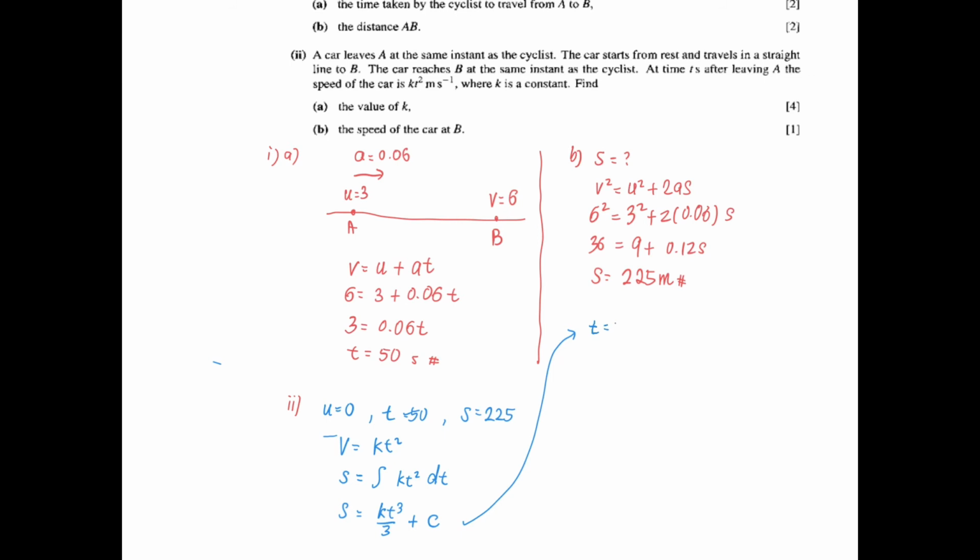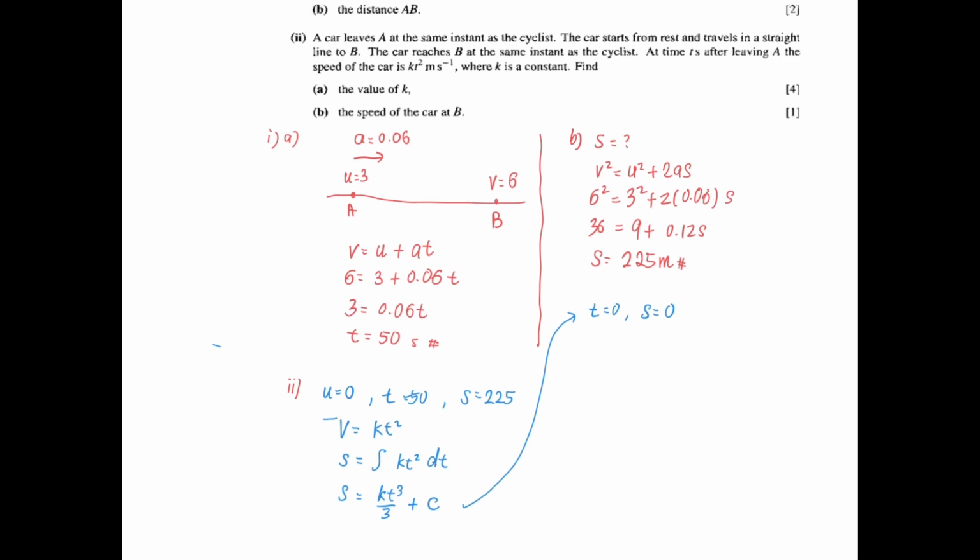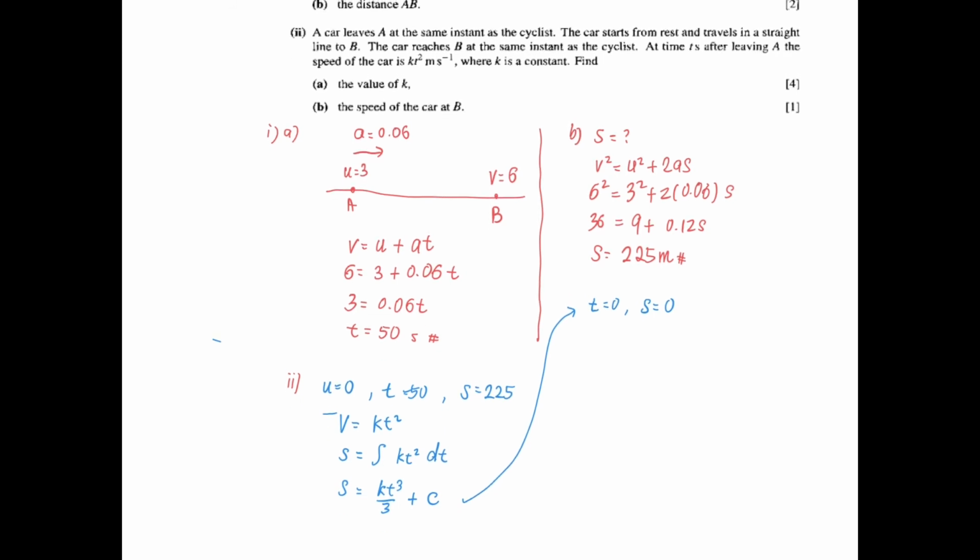When t equals 0, the displacement of the car is 0 because it starts from A. And now we consider this equation, we substitute accordingly. 0 equals k times 0 cubed over 3 plus c. 0 equals c. So we get s equals kt cubed over 3 plus 0. Okay, we don't write plus 0.